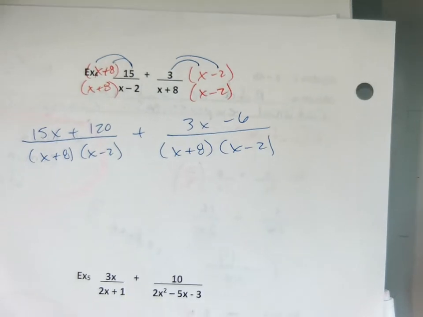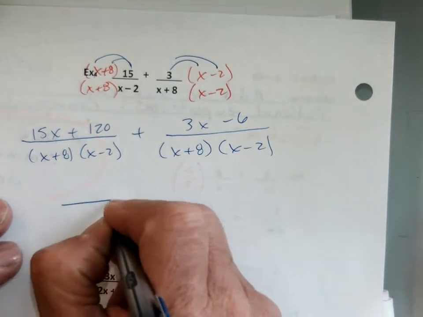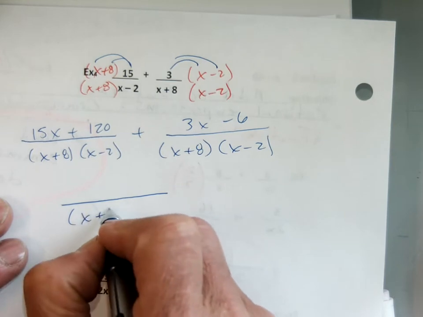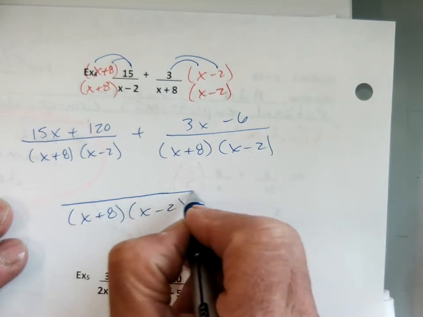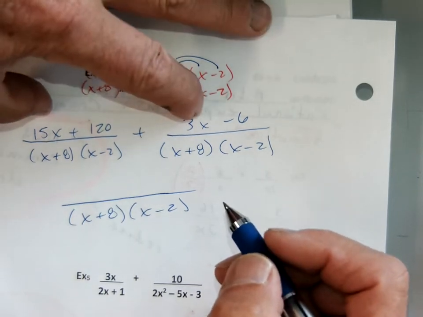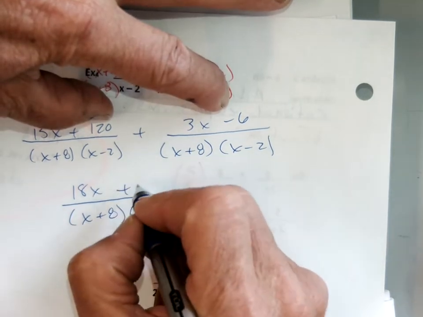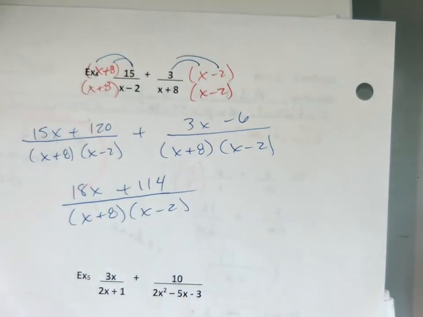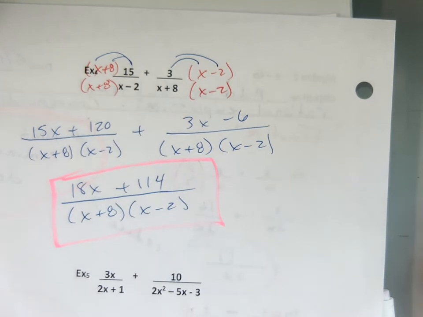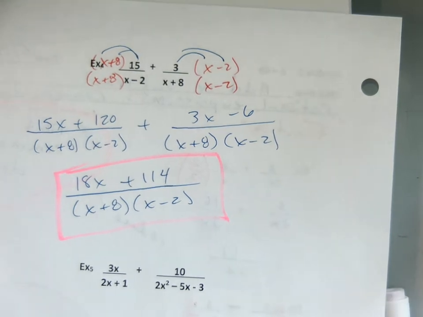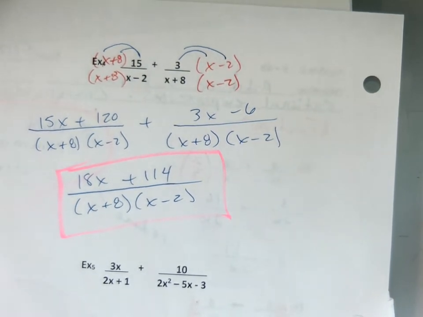Well, once I have a common denominator, we can add them, right? So my common denominator was x plus 8, x minus 2. And then my numerator, I'm going to have 18x plus 114. Well, factoring won't do me any good. I'm done. Nothing I can do on the top is going to help me out, so it's finished, okay? Doing okay? Good. Example 5, last but not least.